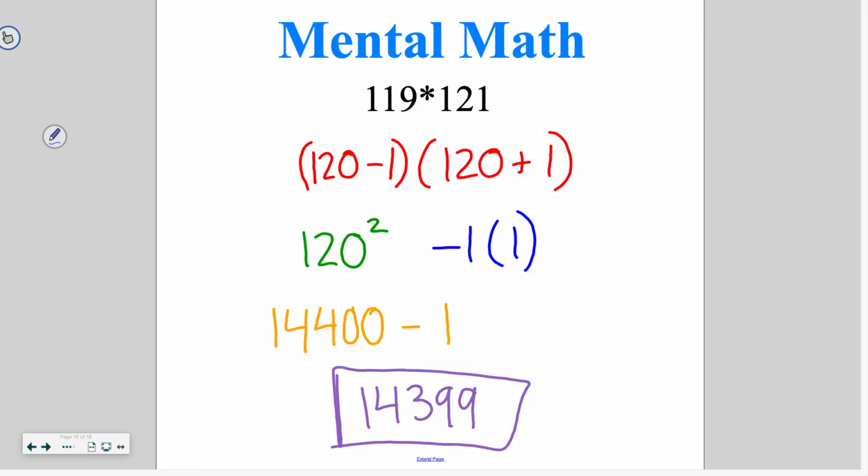This time you're adding or subtracting 1 from 120. So we're going to do 120 squared. The 12 squared gives us 144. Doubling the zeros gives us the 2 zeros. Negative 1 times 1 is negative 1. So we end up with 14,399.